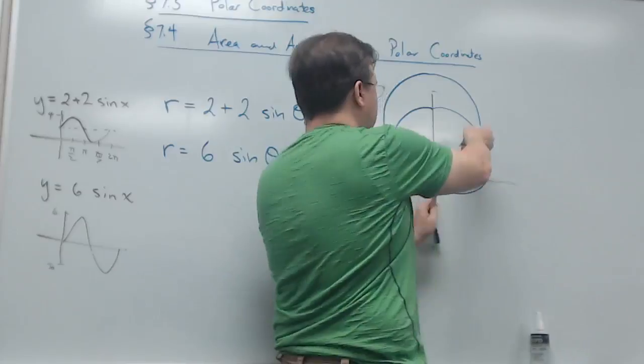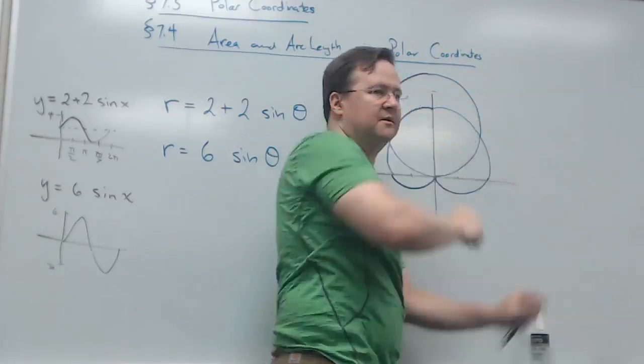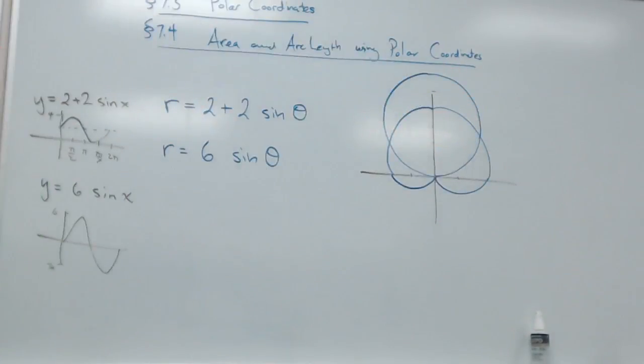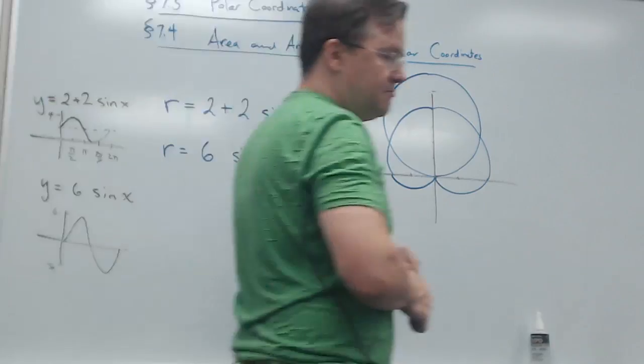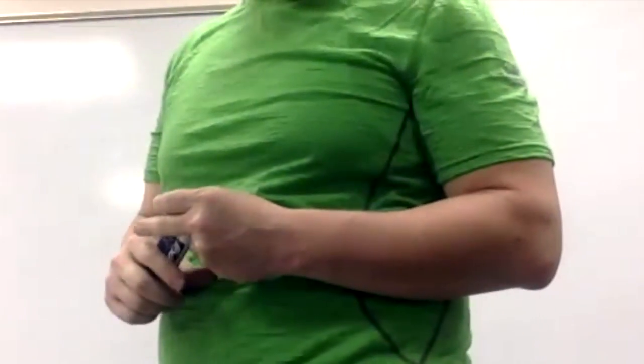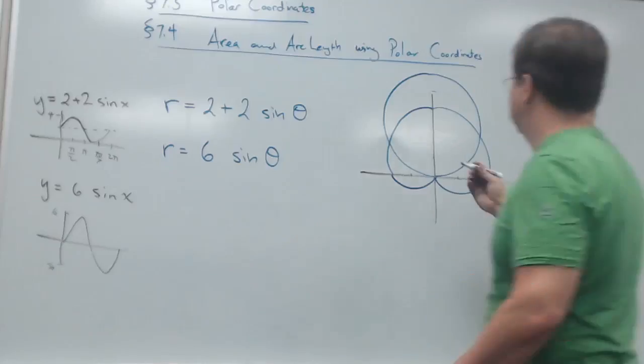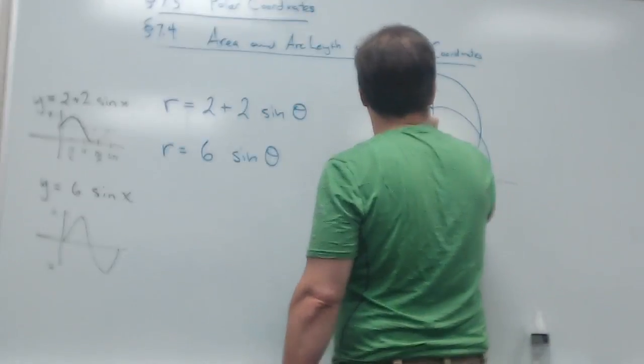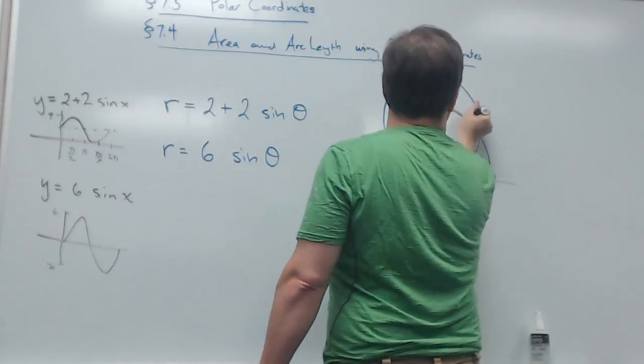As I go through the fourth quadrant, it's going to come back, still negative. So these two equations give two graphs. In this case, it says find the area outside the cardioid, I think, and inside the circle. That is to say, the red one.